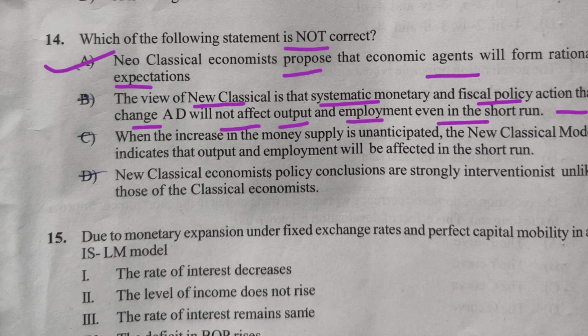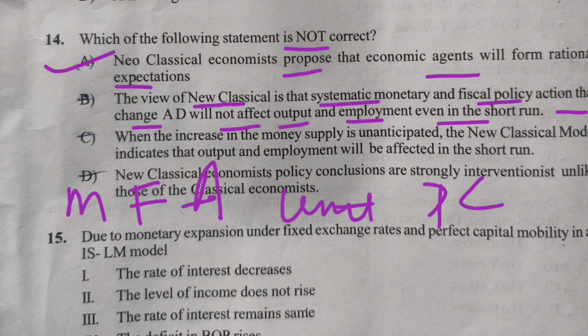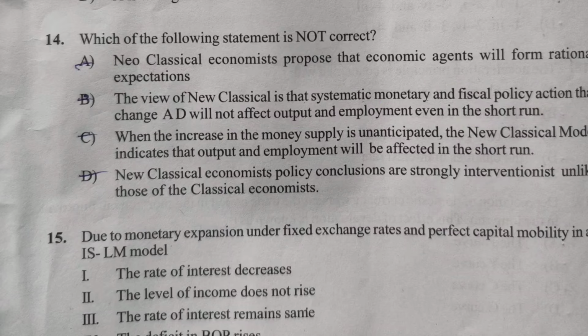Why? According to the new classicals, monetary and fiscal policy actions that are anticipated by the economic agents will not affect output and employment, as the agents will adjust their expectations and behavior accordingly. But it is the unanticipated policy changes that can have short run effects on output and employment. So I guess this option is not correct. Let us see the other options.